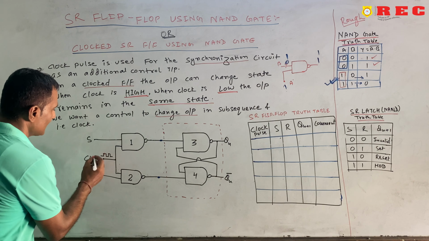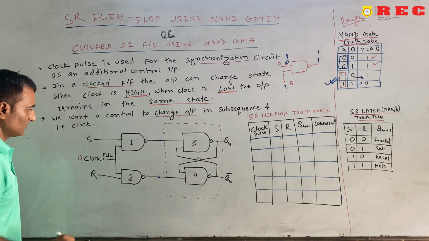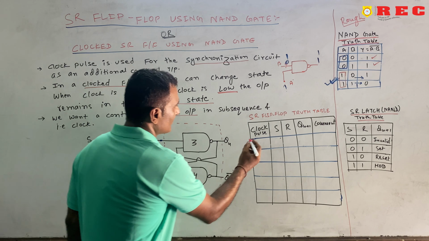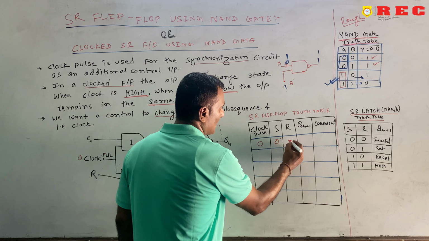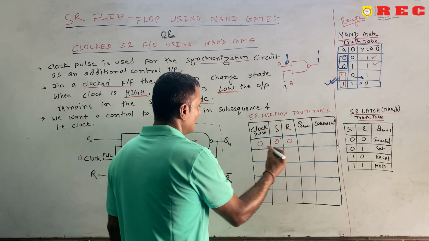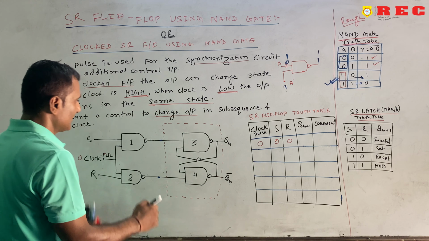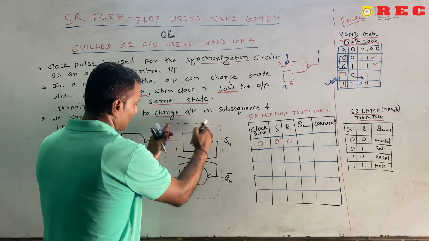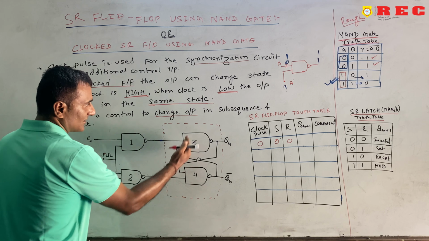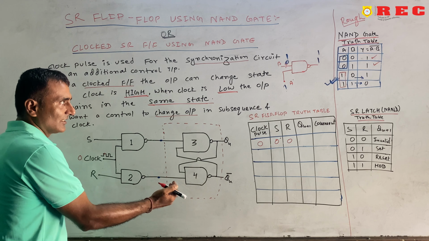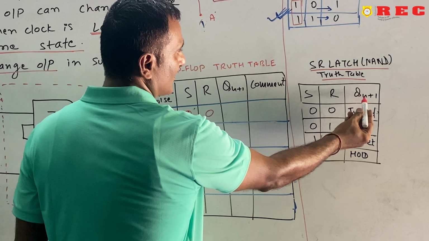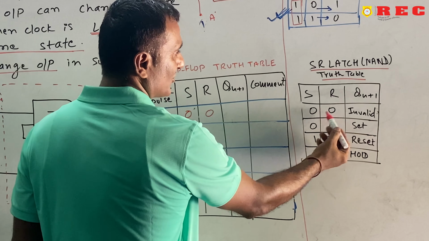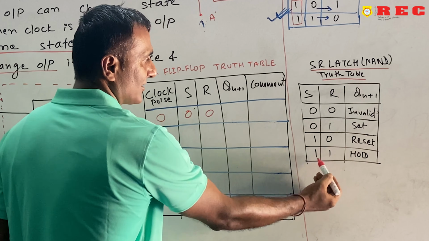Now we will put the clock as 0. When the clock pulse is 0, and suppose S is equal to 0, R is equal to 0, what will happen? In this circuit, there are two circuits. One is the latch, you already know, this is the NAND latch. The truth table of the NAND latch I have written here: S and R, and the next state Qn+1. When 0 0, invalid; 0 1, set; 1 0, reset; and 1 1, hold.